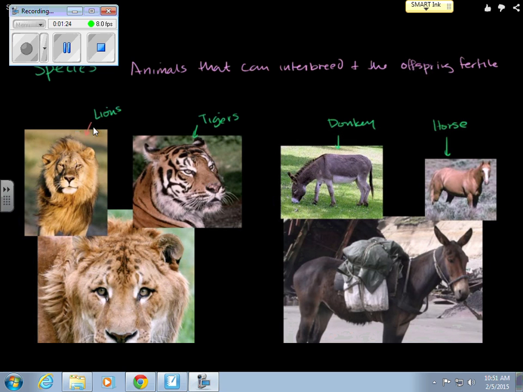The examples that are here are a lion. If you were to mate a lion with a tiger, you've probably heard of this. They call it a liger. We also can mate a donkey with a horse, and the result is a mule. Now, a liger and a mule are not considered a new species because they are not able to breed with another liger or mule, and these individuals are also not fertile offspring, so that's another reason why they're not their own individual species.